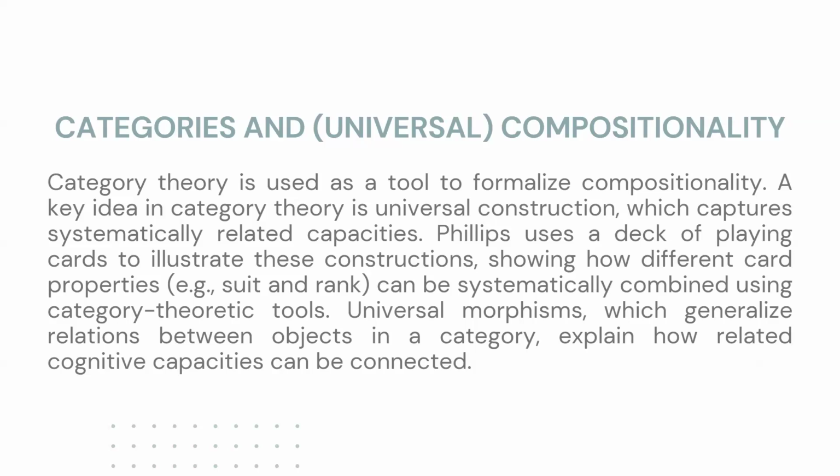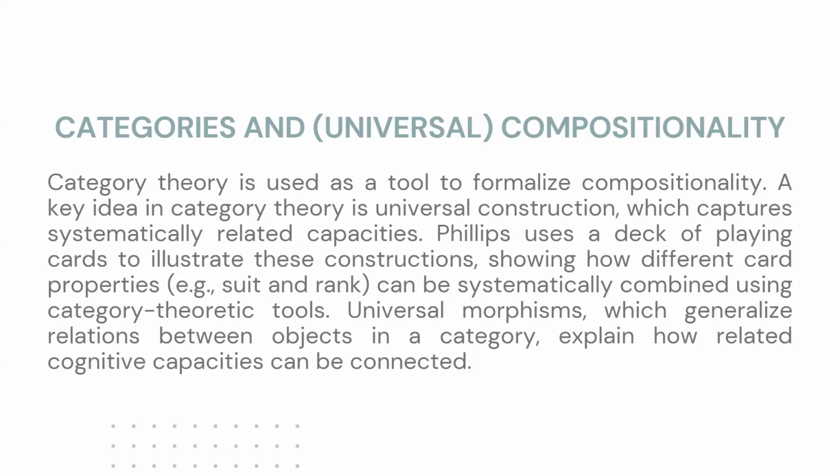So in this paper, as I mentioned, category theory is used as a tool to formalize compositionality. One key idea of category theory is universal construction, which captures systematically how certain capacities are related. And I think there is a great example in this paper, which personally I find very useful, and I really recommend everyone to read the paper, to read this example specifically, which I also use in my presentation, and it is the example of a deck of cards and playing cards.